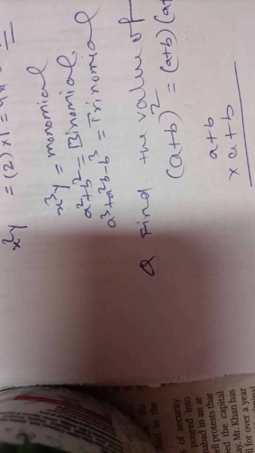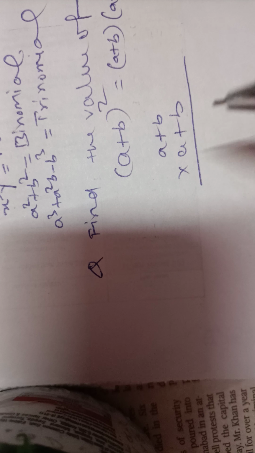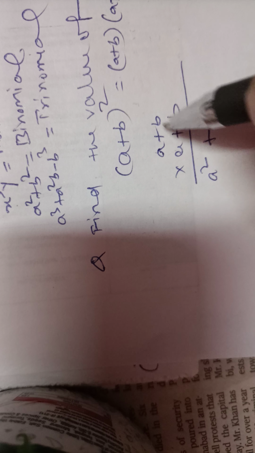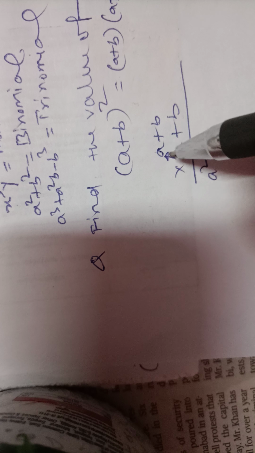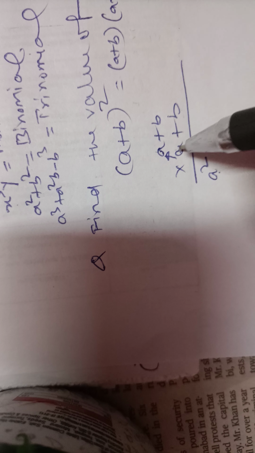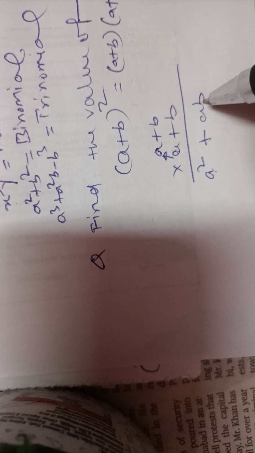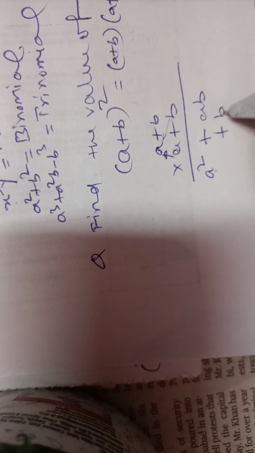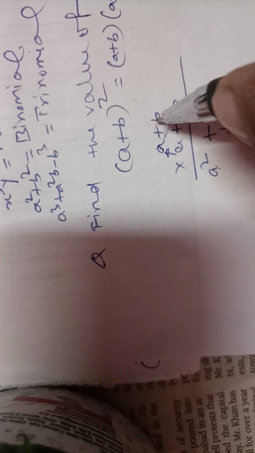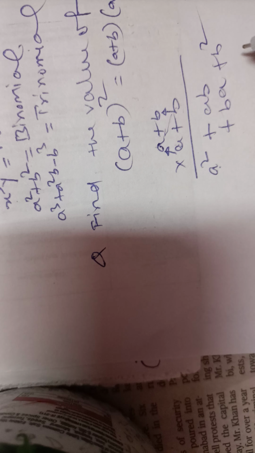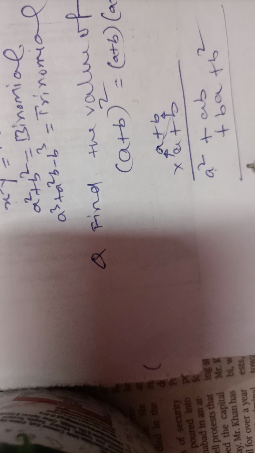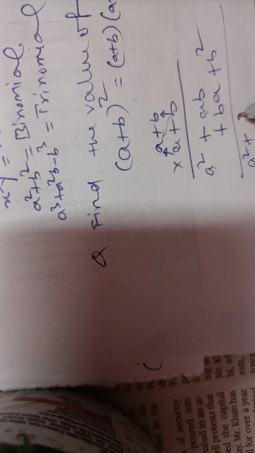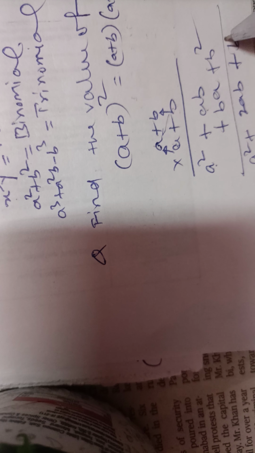Now first this a will be multiplied by a into a it will become a square plus a multiplied by b. When a multiplied by a, we will get a square. When a is multiplied by b, then it will become ab. Now b multiplied by a, so ba. And b multiplied by b, then it will become b square. Now add these terms. So a square, ab and ba both are same, so it will become 2ab plus b square.